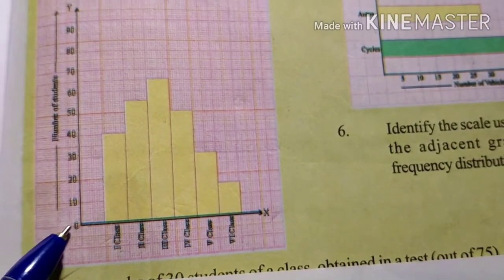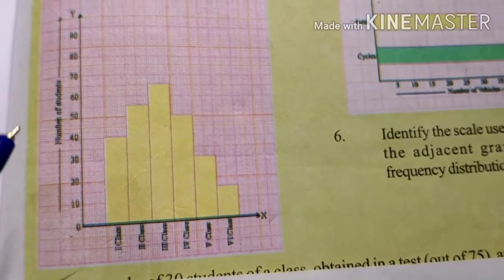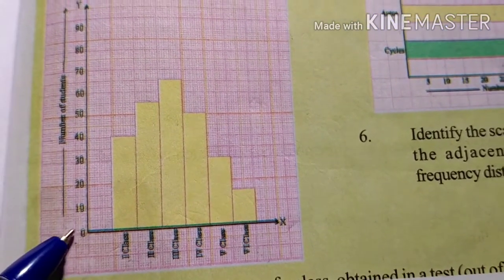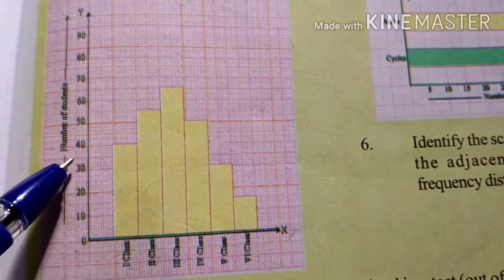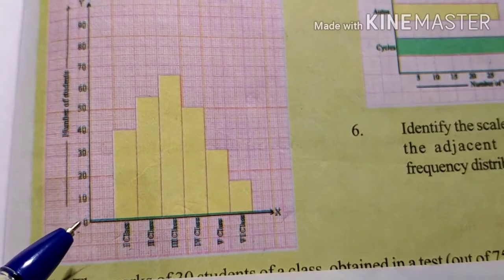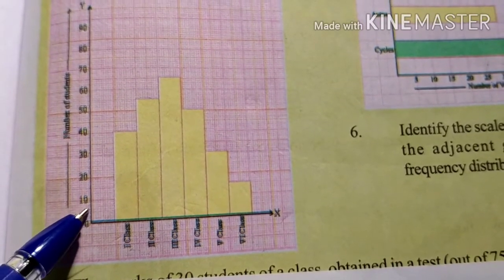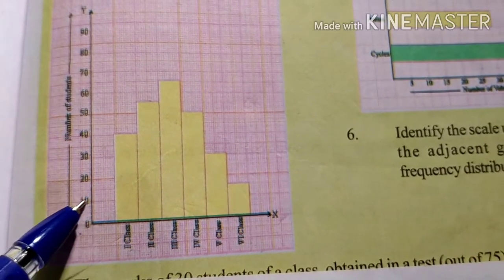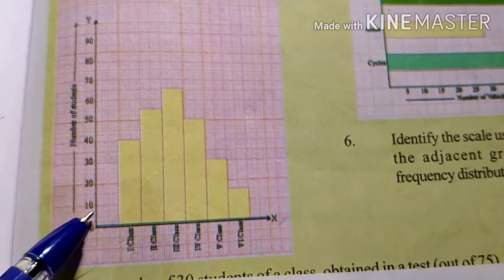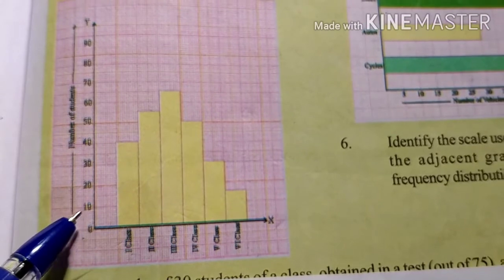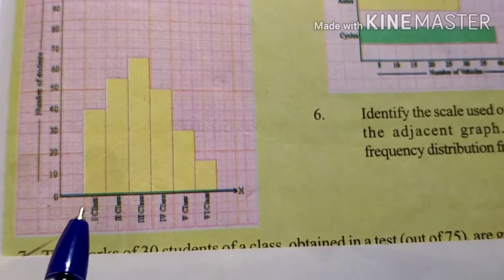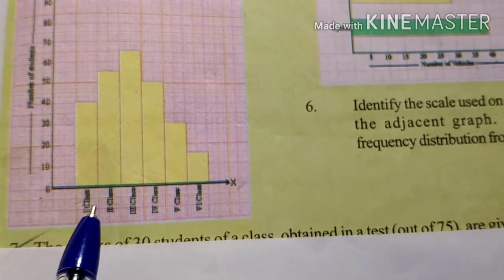See here on the y-axis, once you observe, number of students. Number of students means 0, 10, 20, 30, 40, 50, 60, 70. That means for each and every 1 centimeter, 10 students are mentioned. Yes or no? First centimeter, how many students? 10. Here 20. That means 1 centimeter is equal to 10 students on the y-axis, and 1 centimeter is equal to 1 class on the x-axis.